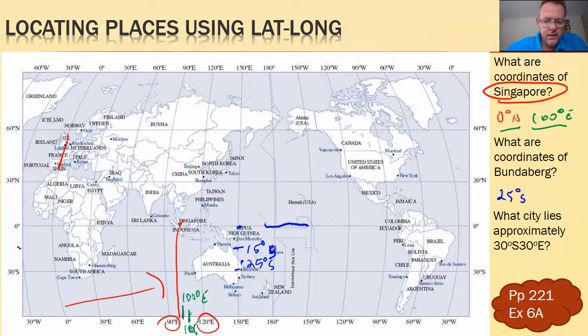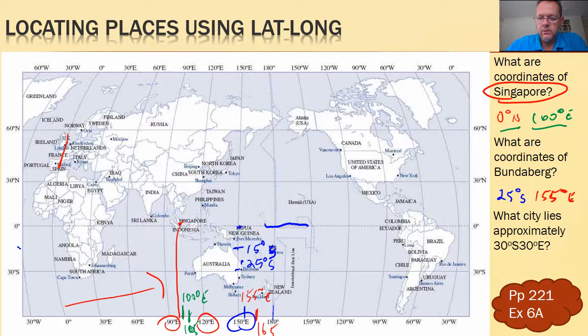So the coordinates of Bundaberg, let's say 25 degrees south. And let's see how far east it is then. So here's our east line. It's a lot closer to 150 than it is 180. So let's think that halfway between 150 and 180 is got to be 165. I would estimate then it would be closer to 155 degrees east. So we have estimated the coordinates of two towns.